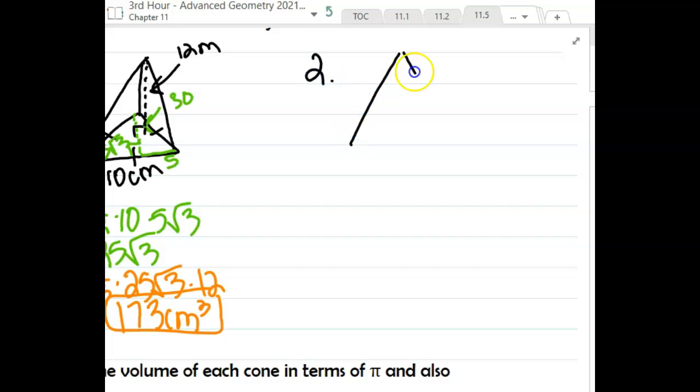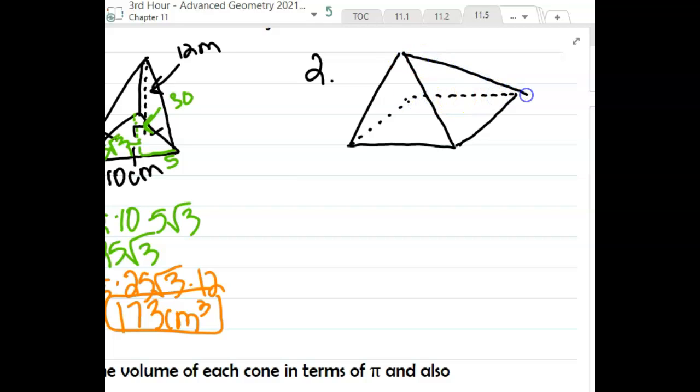All right, let's do a square pyramid. There we go. Square pyramid, which means we have a square base. Okay, one side of my base is going to be 18 yards. Then from the peak down to the edge, that is going to be 15 yards.